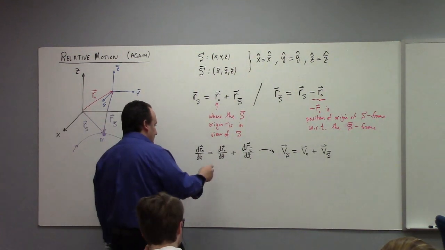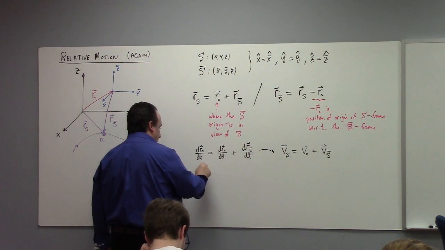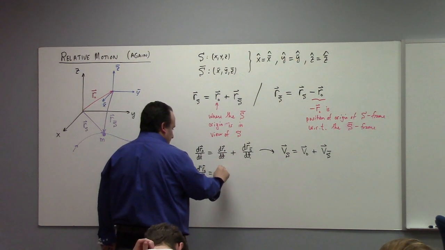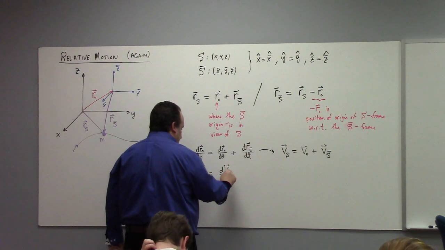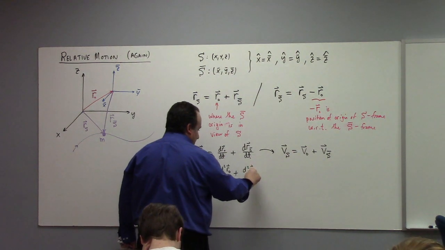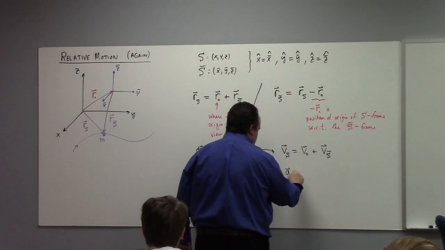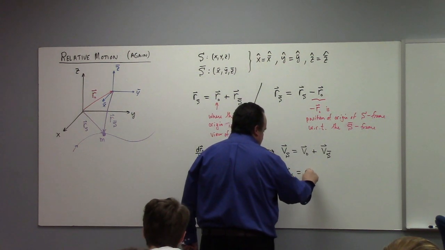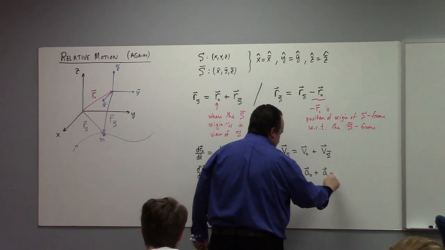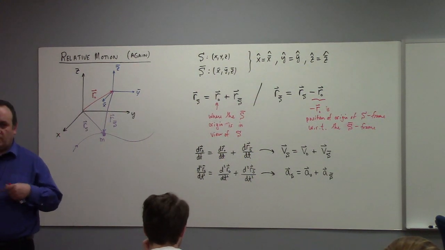And if we differentiate again, we get what? We get d squared r/dt squared in the S frame is equal to the second derivative of r sub naught with respect to time plus the second derivative of r sub S bar. I'm just differentiating again, okay? And this tells me that the acceleration in the S frame is equal to the acceleration of the origin plus the acceleration of the S bar frame as measured with respect to the S frame. So this is the relation.